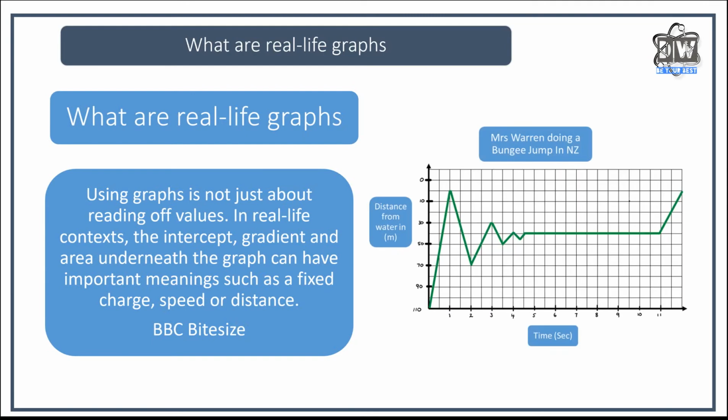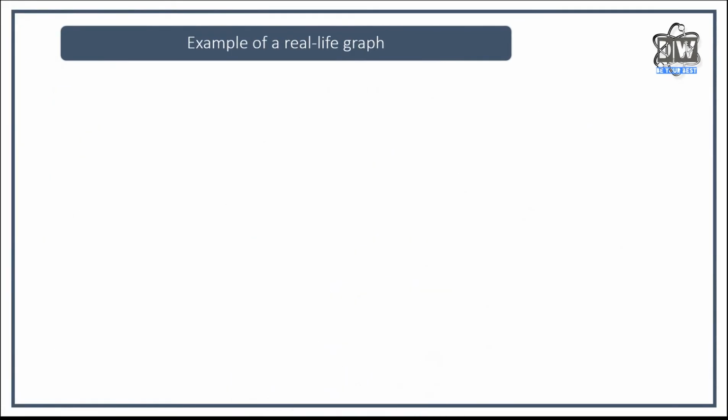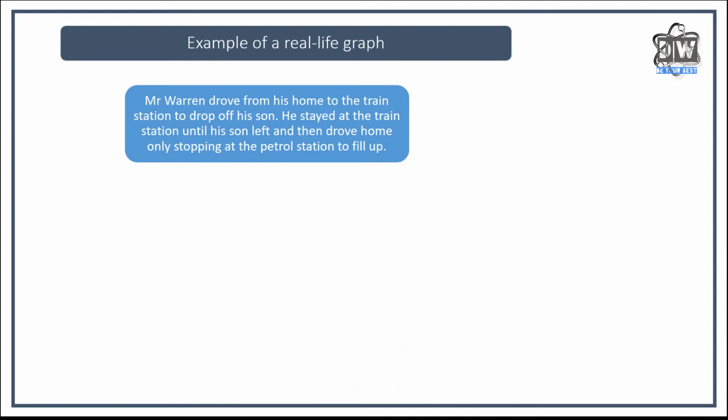This is an example. So a long, long time ago, when the dinosaurs were roaming around, Mrs. Warren and Mr. Warren were in New Zealand, and we went and did a bungee jump. And this graph represents that bungee jump. And that's the type of things we're going to look at today. So let's have a look at an example. And as I said, let's read things and not go on to the next thing until we've done that.